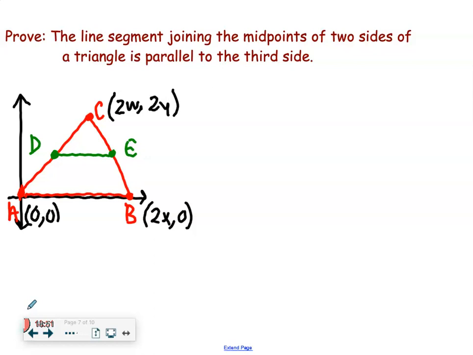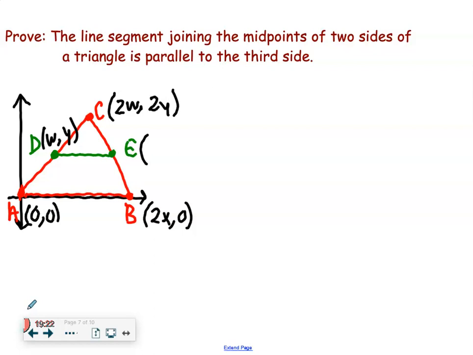Okay, now D is the midpoint of A and C. So what's halfway between 0 and 2W? 1W. And what's halfway between 2y and 0? 1y. Just like 2x and 0 gives 1x. For C, this one would be 3W.